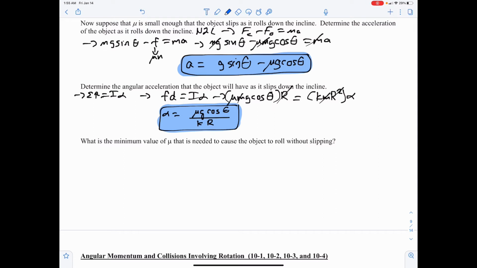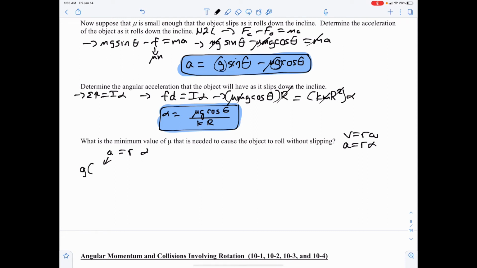What is the minimum value of mu that is needed to cause the object to roll without slipping? Well, under these conditions, not only is V equal to R omega, but A is also equal to R alpha. So let me start there. A is equal to R alpha. A is G. Now I'm going to factor out a G in both terms here.